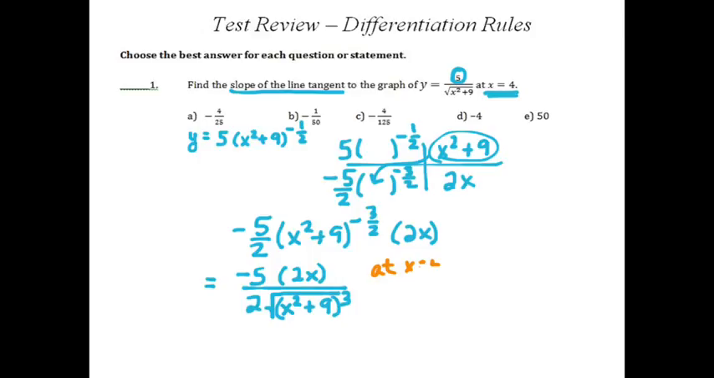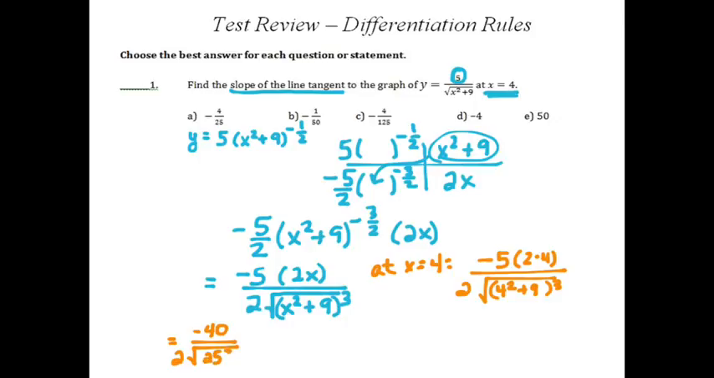So at x equals 4, let's see what we get here. Negative 5 times 2 times 4 over 2 times the square root of 4 squared plus 9 cubed. And so on the top, if I multiply those things out, negative 5 times 2 times 4 would be negative 40. On the bottom, I have 2 times the square root of 25 cubed.